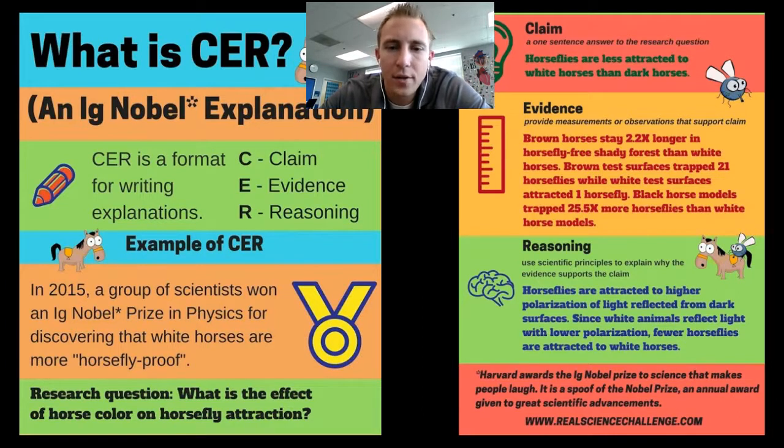And then the last section, the R in CER, is reasoning. Basically, that's just your explanation. That's why you think that this evidence supports your claim. So the reasoning is the explanation of why the evidence supports your claim.